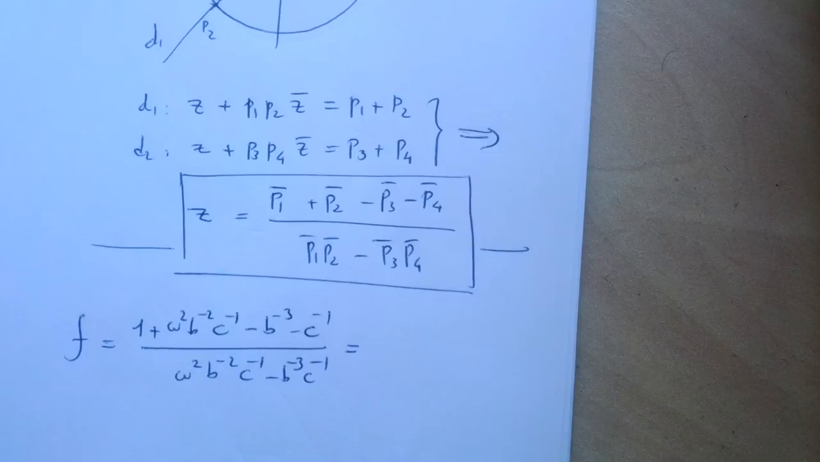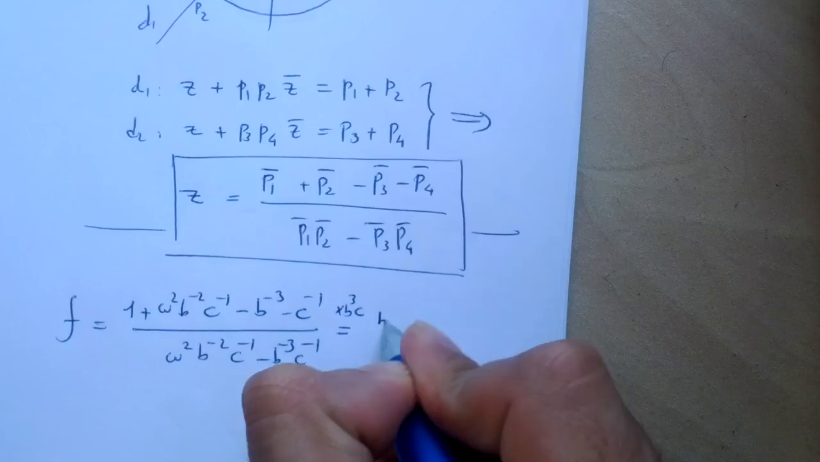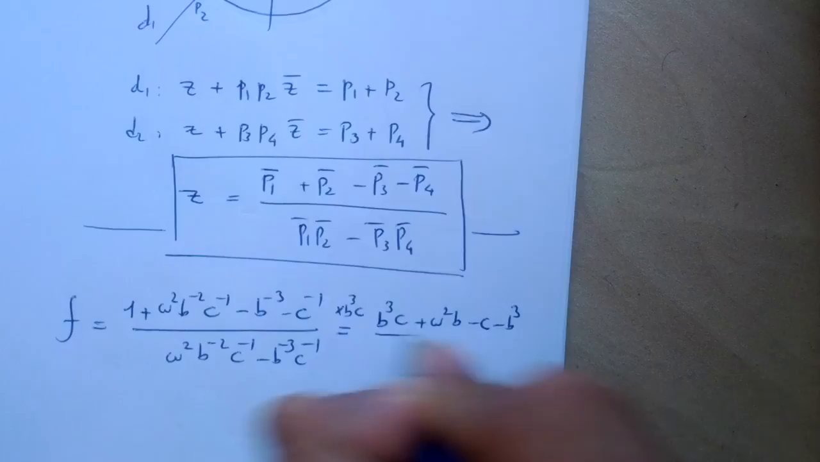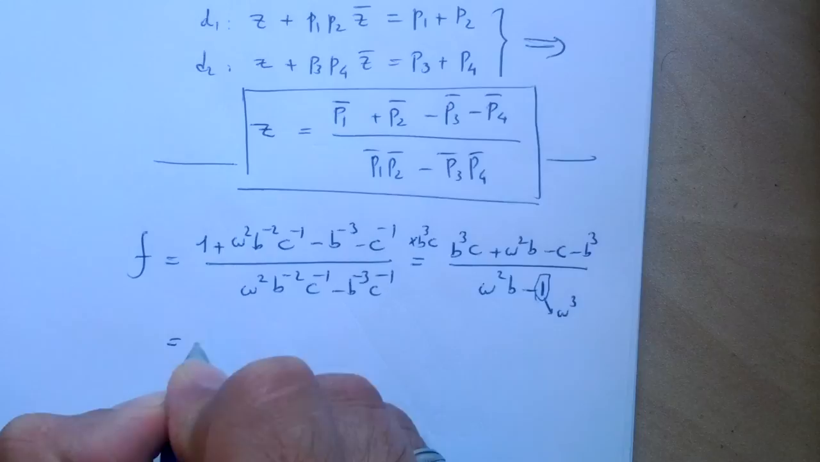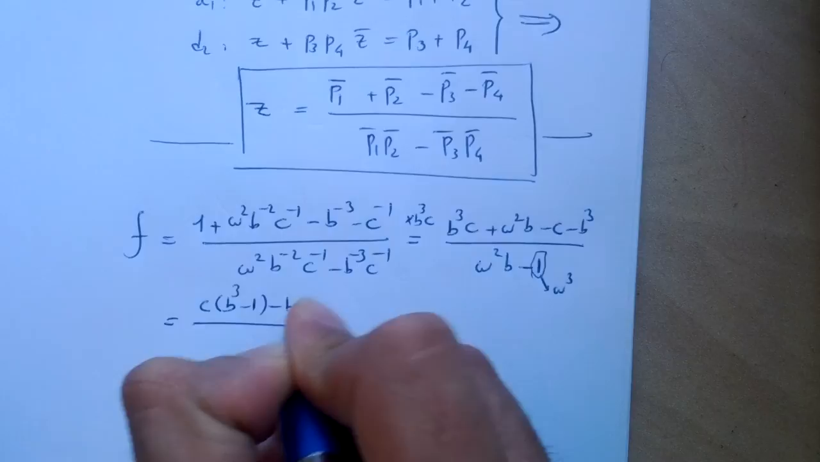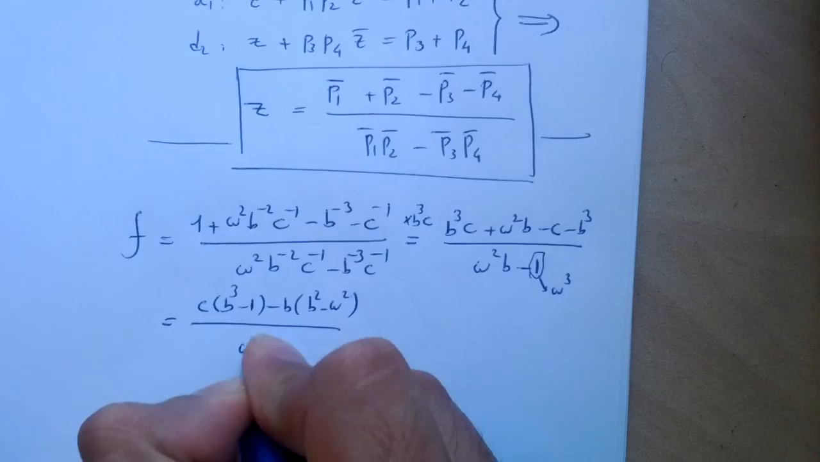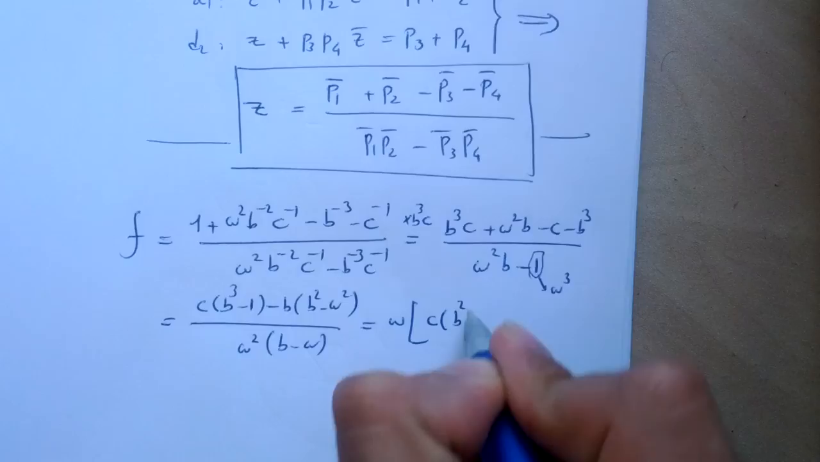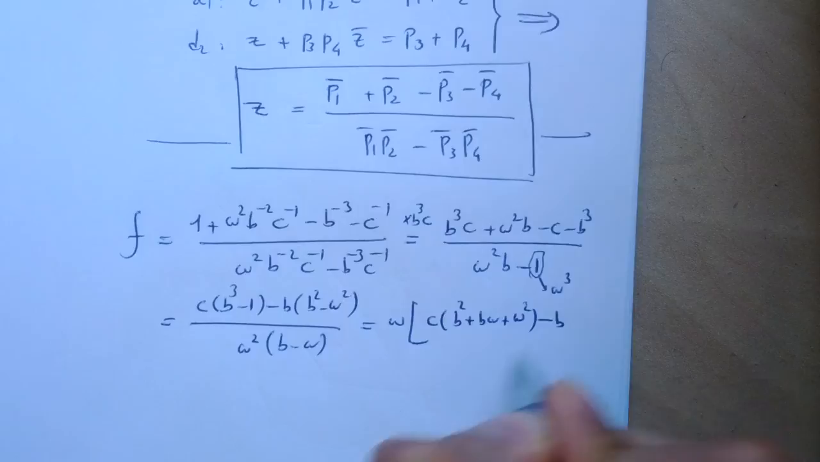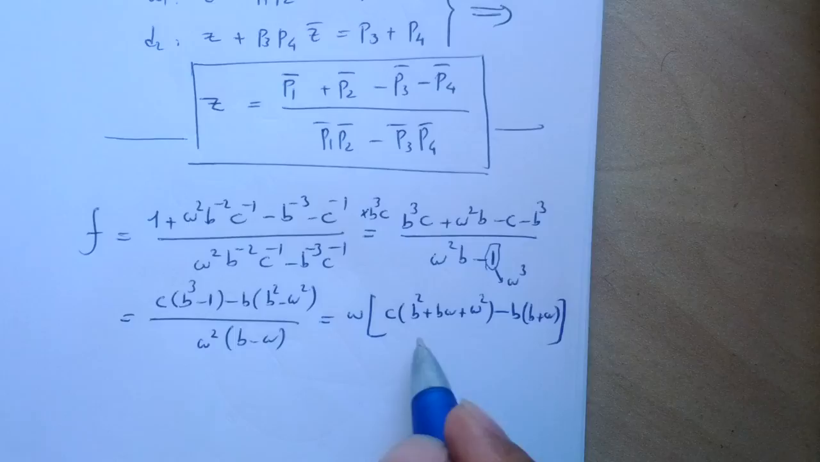And if I multiply two sides, numerator and denominator, by B cubed C, I will have B cubed C plus omega squared B minus C minus B 3 over omega squared B minus 1. So if I replace 1 by omega cubed, I know that omega cubed is equal to 1. I can factorize as C times B cubed minus 1 minus B squared minus omega squared over omega squared times B minus omega. And at the end, I'll end up with omega times C times B squared plus B omega plus omega squared minus B times B plus omega. And this is the coordinate of the point G.